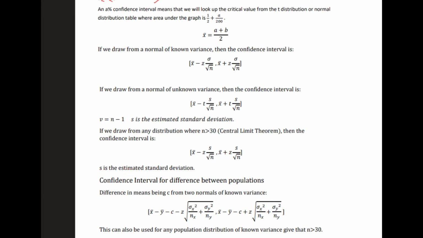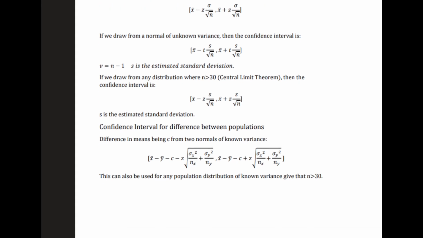Okay, now next one, confidence interval for difference between populations. So you want to find the confidence interval for the difference between populations, the formula will be this one, x bar minus y bar minus c. So if you are wondering what is c, c is the difference in means. So and most of the time c is 0 from what I found. Okay, so if the question mentioned any particular value for the difference, then you have to be careful, then you have to put the c here.